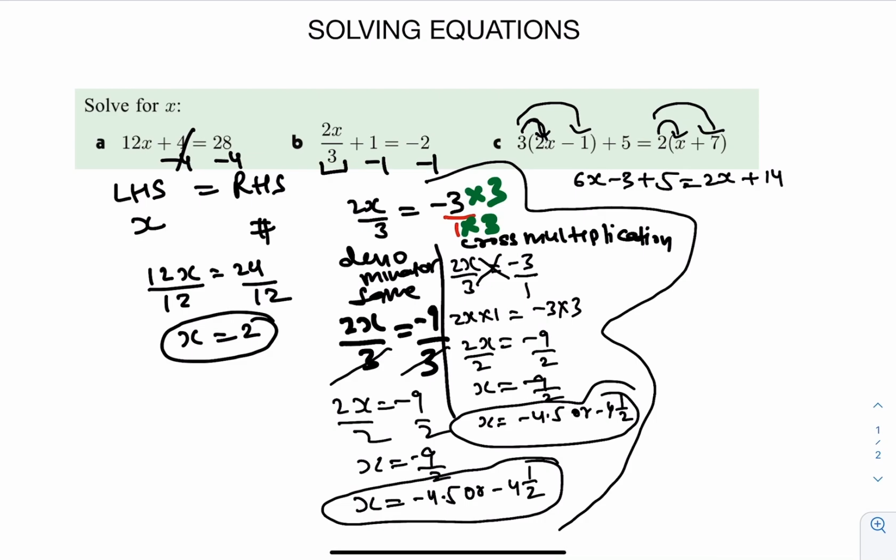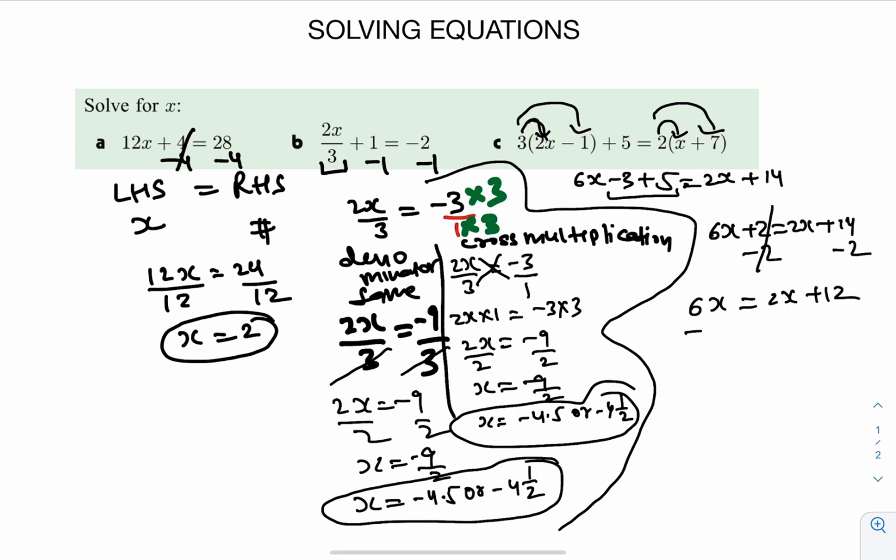Now we are going to have the numbers on the right hand side and the variable on the left hand side. But before we do this, let's collect these two like terms. So 6x plus 2 is equal to 2x plus 14. And now we do negative 2x, equal and opposite cancel out. So 2x plus 12 on the right. Now negative 2 cancels out, 4x is equal to 12. Divide by 4. So x is equal to 3.